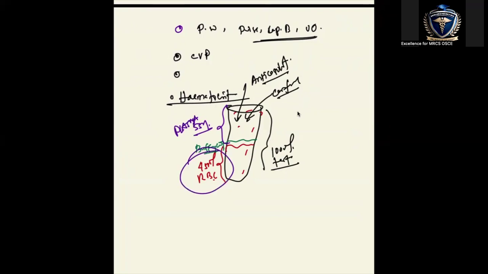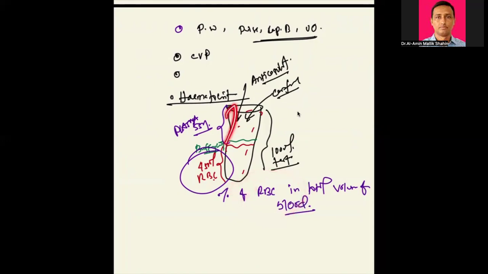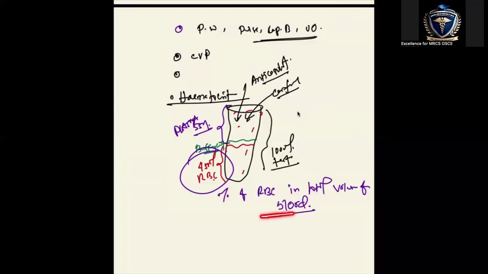So hematocrit is the percentage of RBC in the total volume of blood. What is the volume here, Bhaiya? 100 ml. And what is the percentage of RBC? 45 ml. So this is called hematocrit.